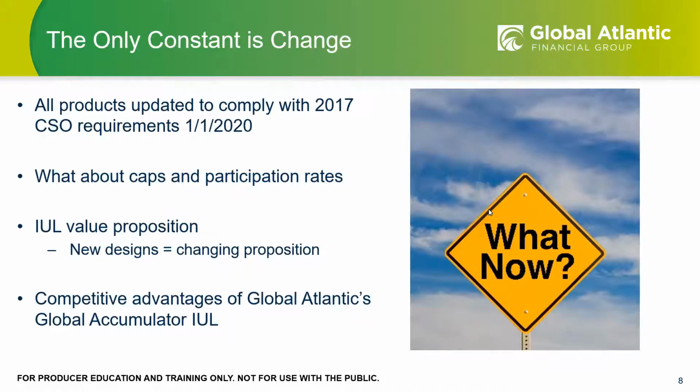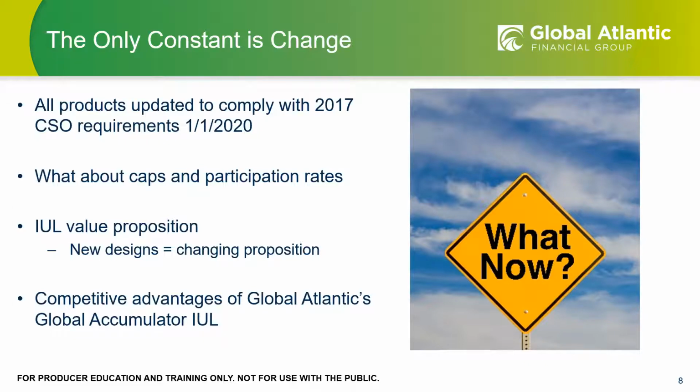So just to recap quickly, what's on the screen here is what we're going to run through. I want to talk about the impact that 2017 CSO had on the products, what that really means from a product development standpoint. Then talk about the caps and the participation rates and what really drives that, why carriers are making changes right now, and things to watch for as you continue to sell IUL, because it's important to understand how that actually works.